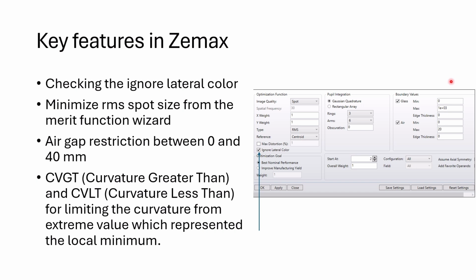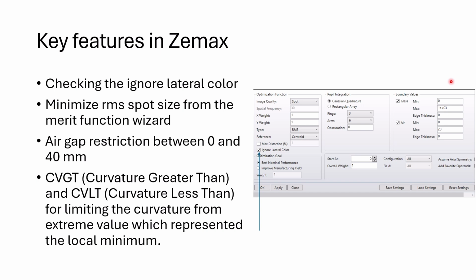Additionally, an air gap restriction between 0 and 40 millimeters was stated, and in the merit function editor, the CVGT (curvature greater than) and CVLT (curvature less than) operands, for limiting the curvature from extreme values, were also utilized. And primarily this was to avoid any extreme values and local minimums that tended towards extreme values.